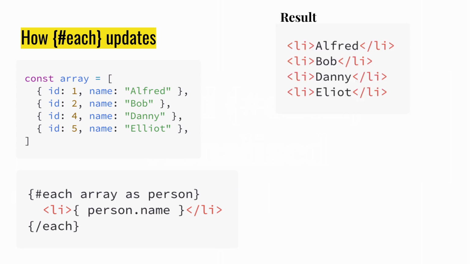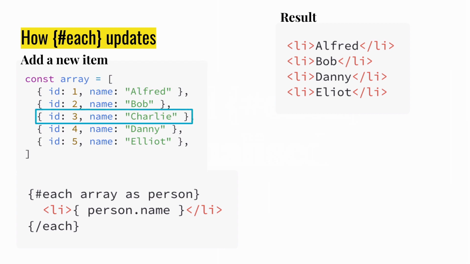So what you get is like this: Alfred, Bob, Danny, and Elliot. We loop through all the persons within the array, and there we have 4 list items. So what happens if I add a new item? Here I add a third item in between the first two. I insert one item at the third position, and see what happens.